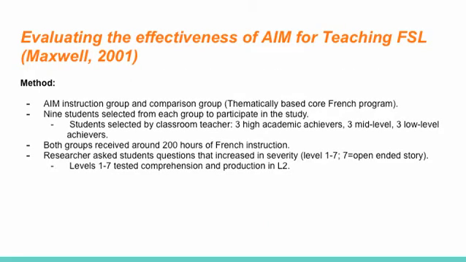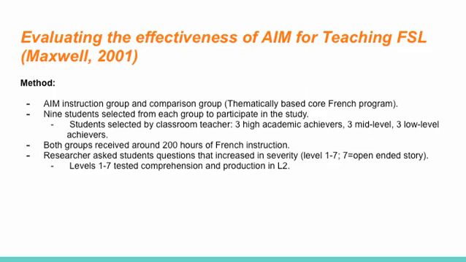In a study by Wendy Maxwell, a group of students who were taught French using AIM were compared to a group of students who were taught French in regular instruction. 9 students per group were selected by their teachers to participate in the study: 3 high academic achievers, 3 mid-level achievers, and 3 low-level achievers. Each group obtained around 200 hours of instruction before the comparison interviews.